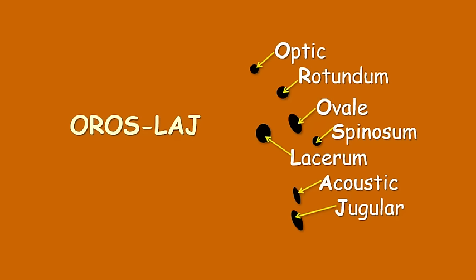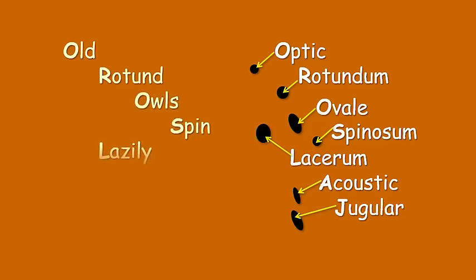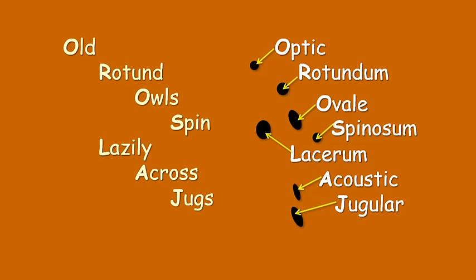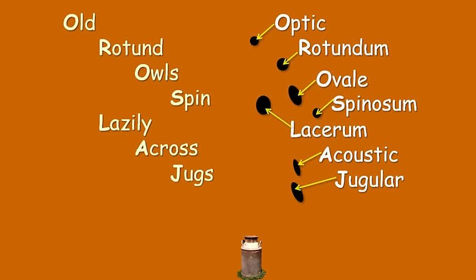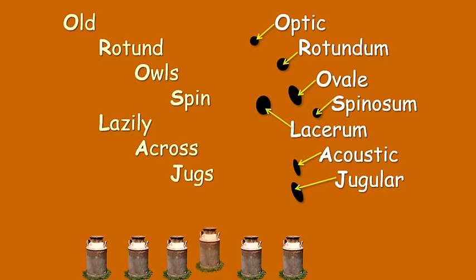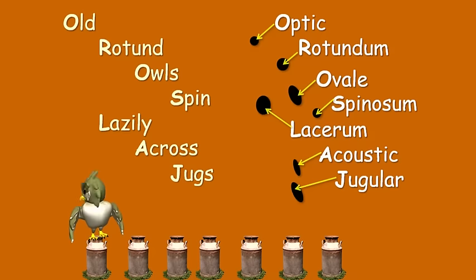Instead, we're going to take the first letter of each term and make a phrase out of it. And one that has worked well for me is a phrase that goes, old rotund owls spin lazily across jugs. And you'll notice that I've arranged the labels here sort of in those two diagonal rows, just like the holes themselves are arranged in the skull. And along the bottom, you can see that there's a whole bunch of milk jugs set up there. And there's an old rotund owl spinning lazily across them.